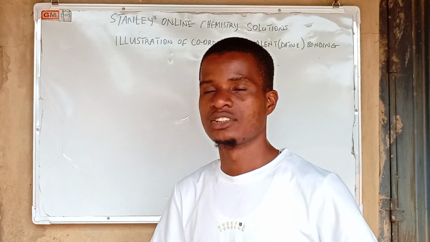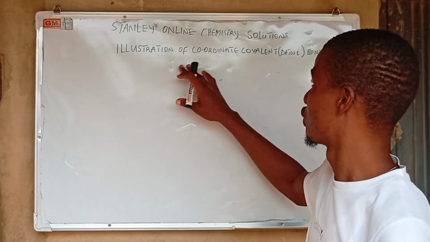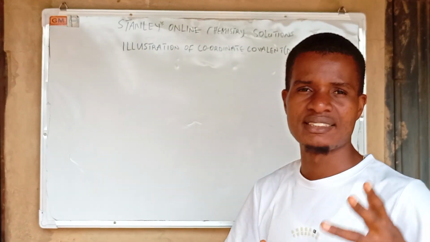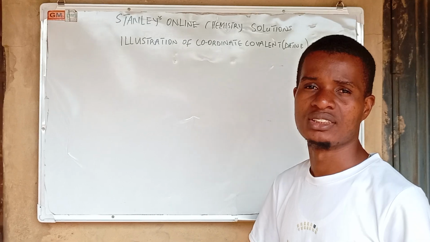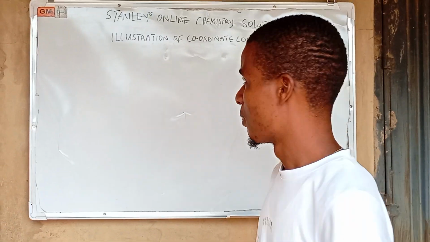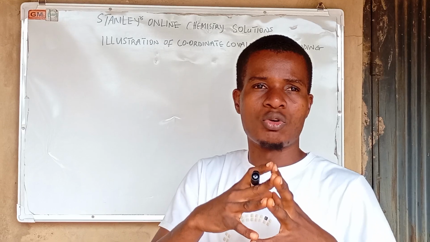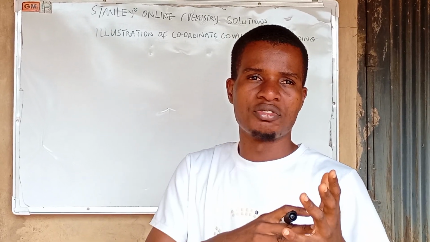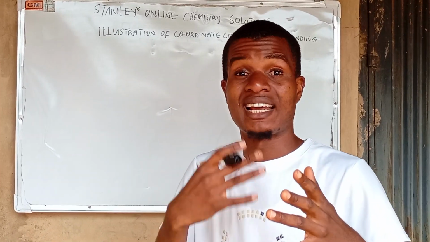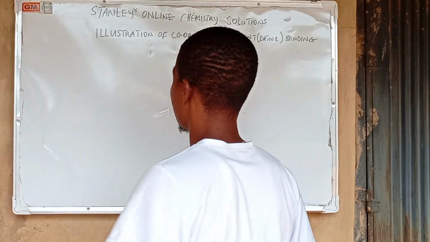Now, we're looking at an interesting topic today: illustration of coordinate covalent bonding, that is dative bonding. We want to illustrate it to see how it happens. You remember dative bonding, the combination of covalent and ionic, sharing of electrons and transfer of electrons, like dashing of an electron, right? Now, good.